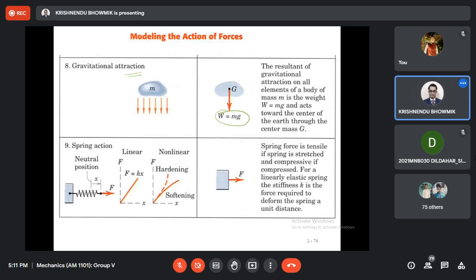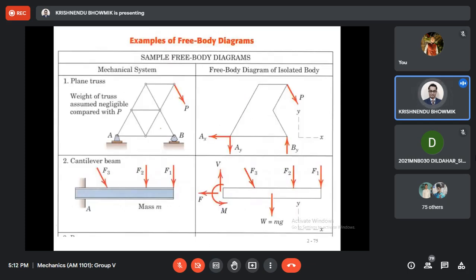Okay. Now say you have spring actions, so force has been applied, and this is F equal to kx. K is the stiffness, spring constant. We call here stiffness. Linear spring, non-linear springs. This is the force we can draw for free body diagram.